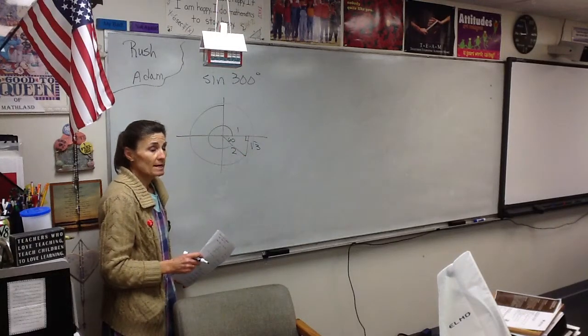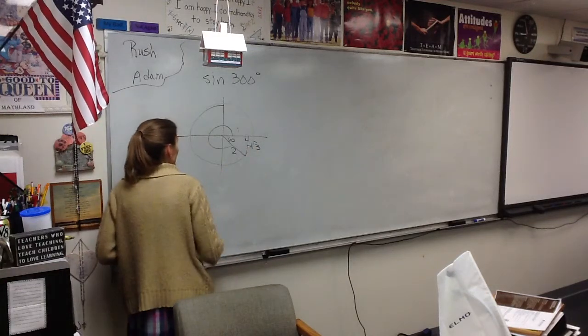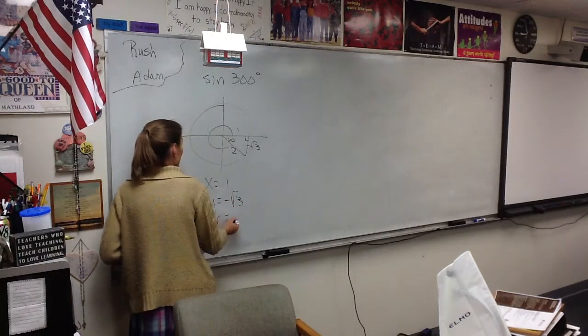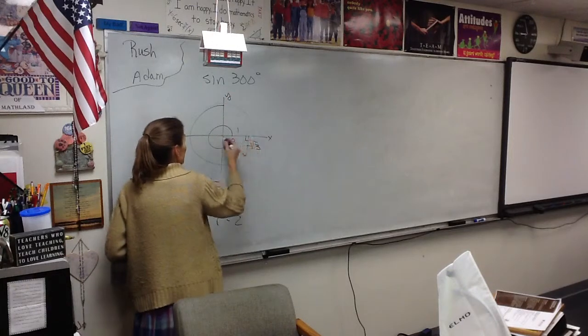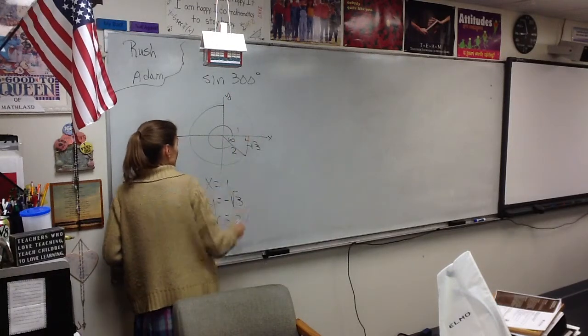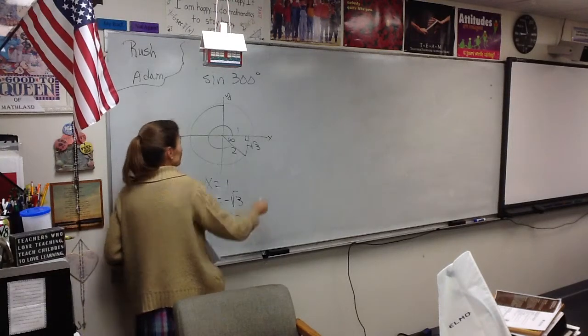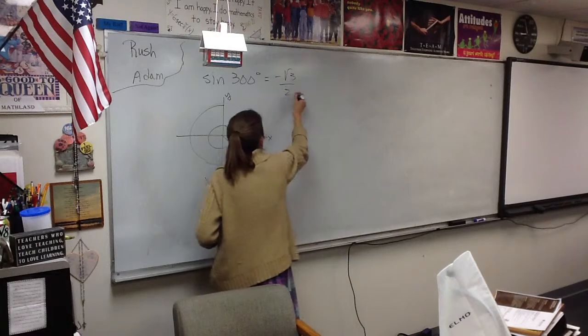Right? Anything negative? Root 3 is negative. So we have x equals 1, y equals negative root 3, and r equals 2. Remember, this is a coordinate plane, so anything horizontal is x, anything vertical is y. So what's my answer? Negative square root of 3 over 2. Perfect.